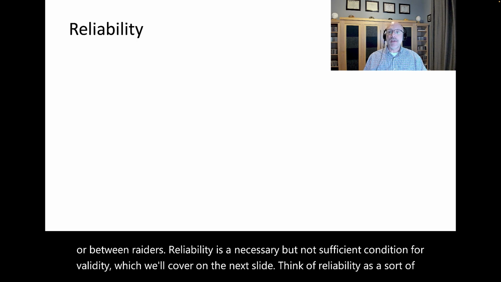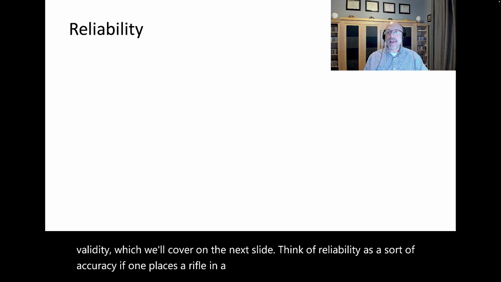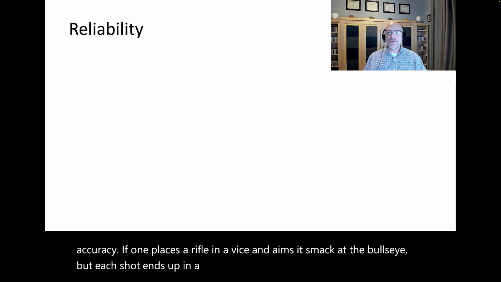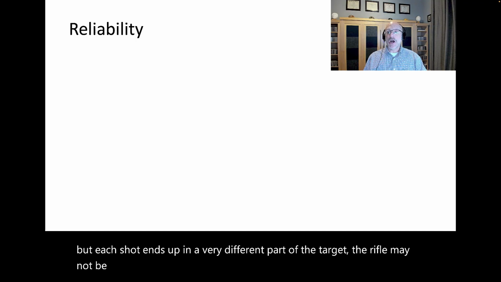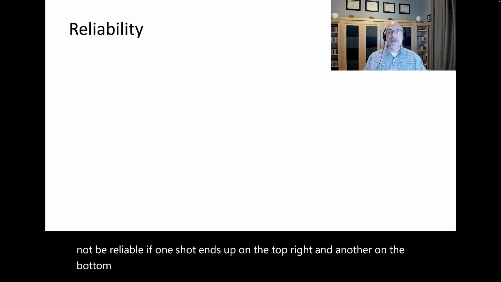If one places a rifle in a vise and aims it smack at the bull's eye, but each shot ends up in a very different part of the target, the rifle may not be reliable. If one shot ends up on the top right and another on the bottom left, and the others are scattered everywhere in between except the bullseye.